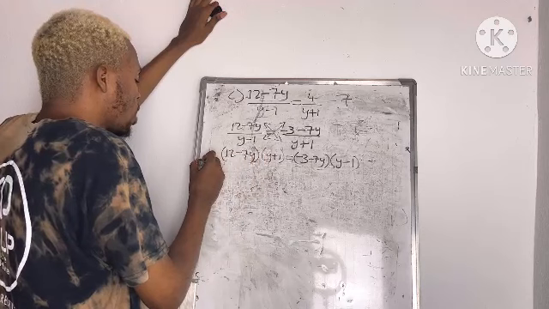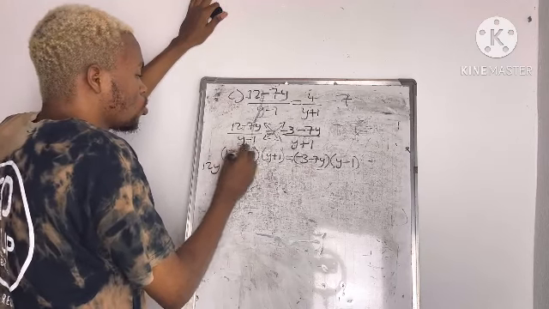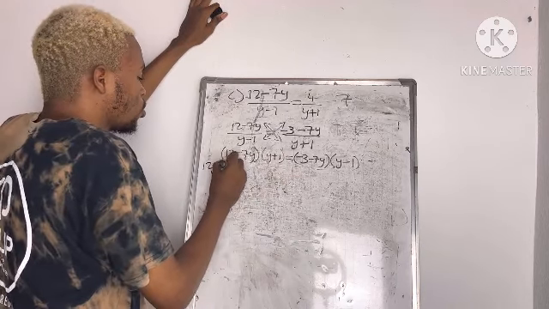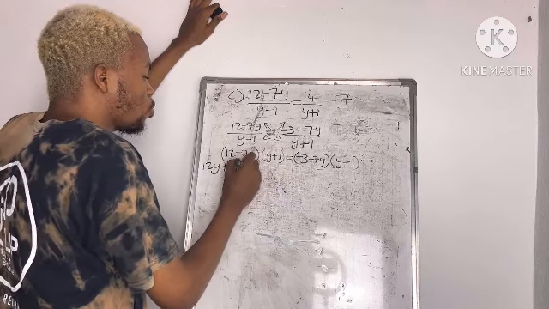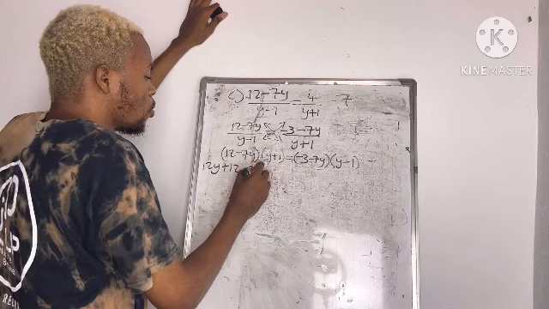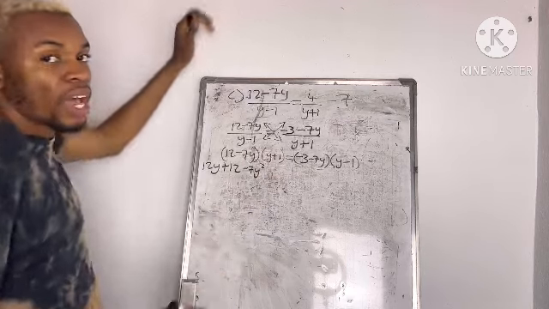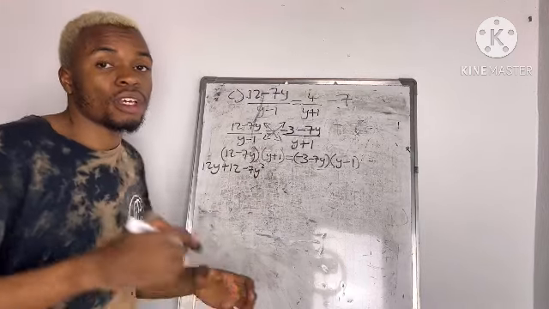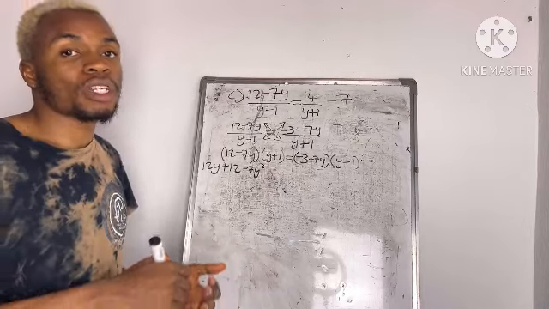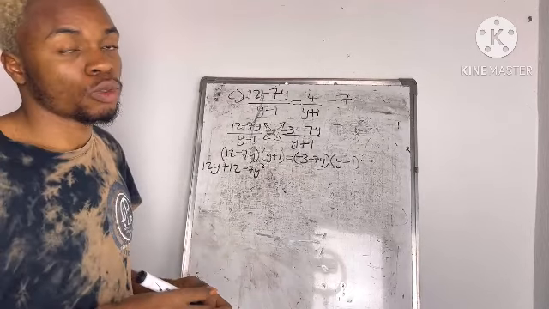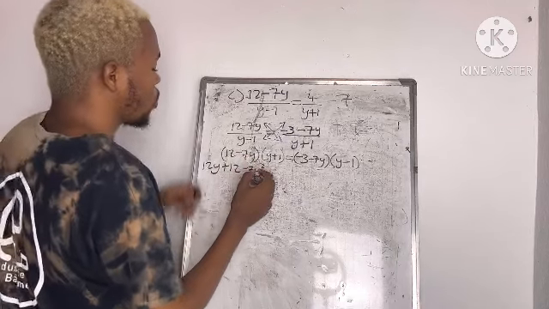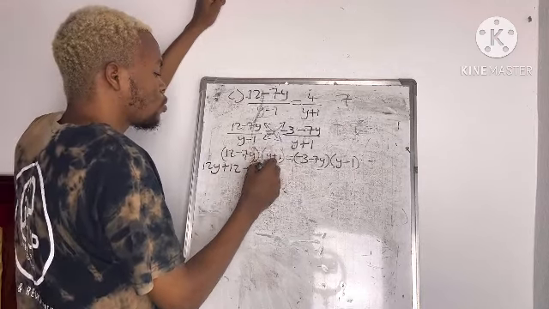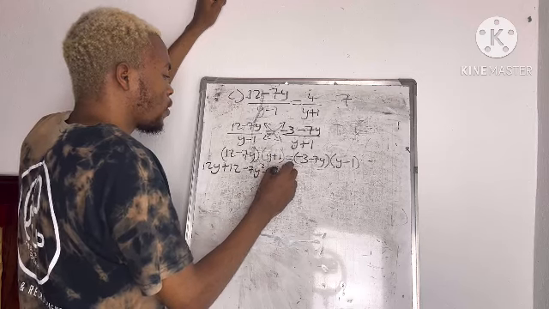12 times y, you have 12y. 12 times 1, you have plus 12. Minus 7y times y, you have minus 7y squared. Y times y gives you y squared. So that's why we are having minus 7y times y, you have minus 7y squared. And minus 7y times 1, you have minus 7y.